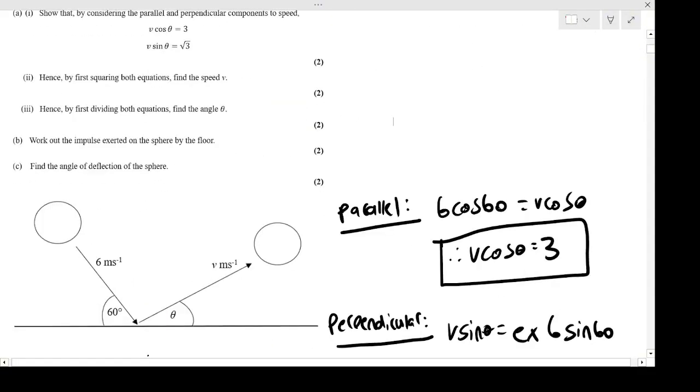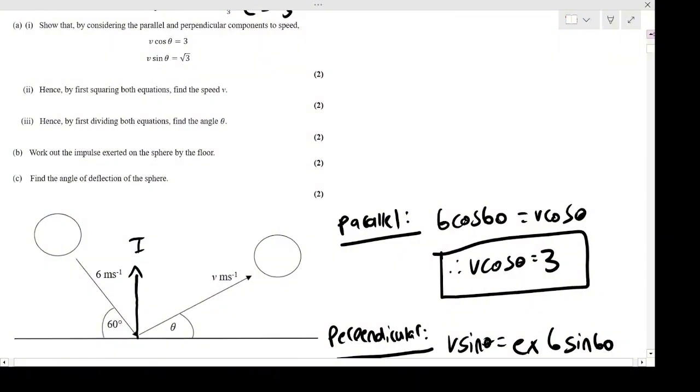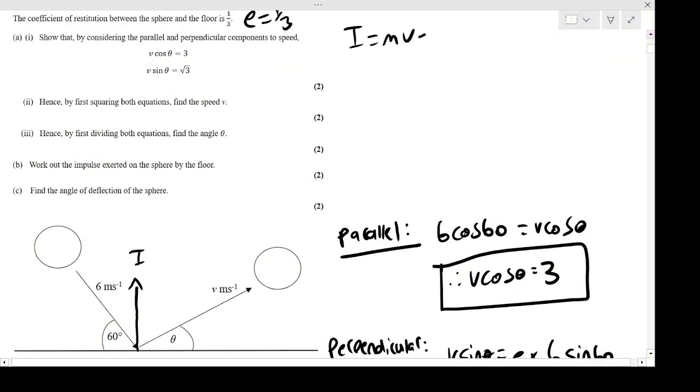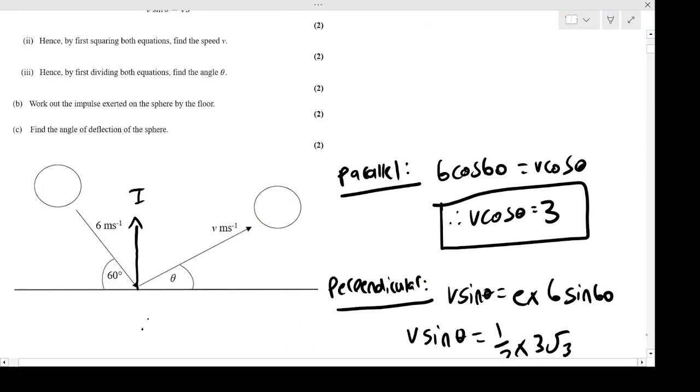Now part B is asking to work out the impulse exerted on the sphere by the floor. Now remember what we also discussed was impulse is perpendicular to the surface. So the impulse is going to act straight up like this, okay? And that's going to be perpendicular to the surface like that, right? Now, so impulse, again, think back to earlier in the course, impulse is mv take away mu, right? But the issue is, what are the speeds we're considering here? What's v and u? Now, actually, it's not going to be just v and 6, okay?